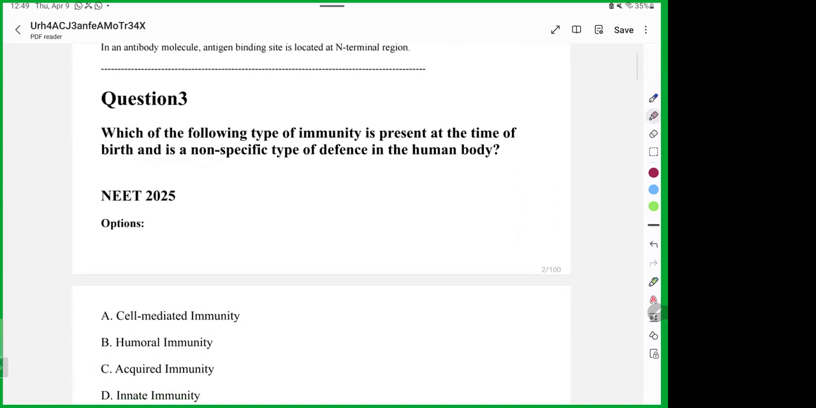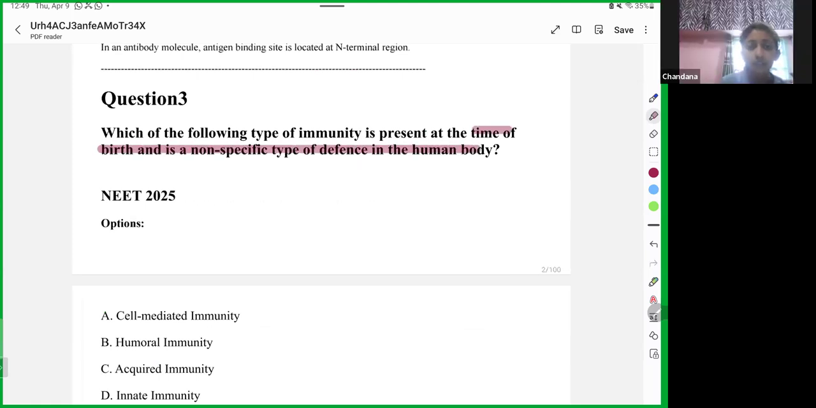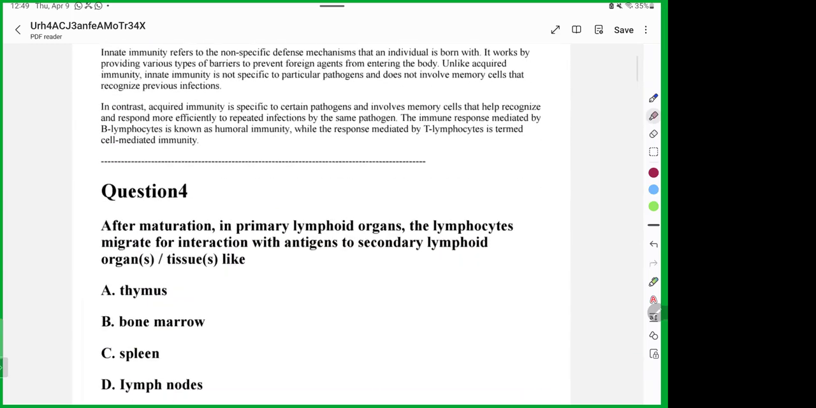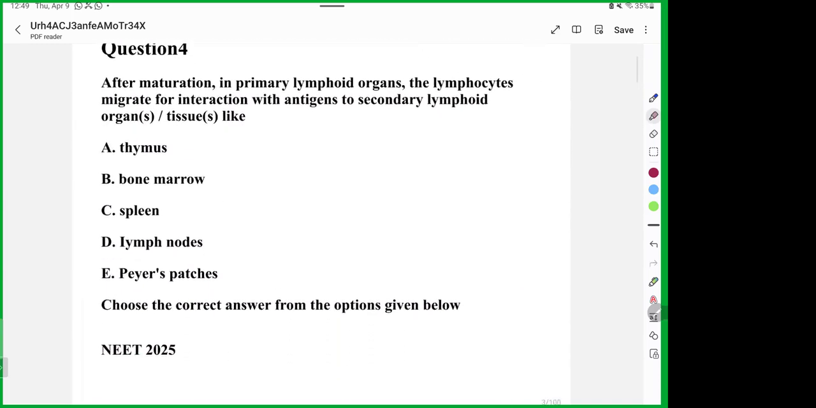Chandana. Yes, sir. Non-specific at the time of birth. Sir, innate immunity. Innate immunity. 3 questions from, not 3, 4 questions from this.